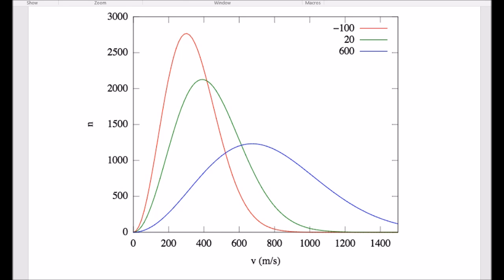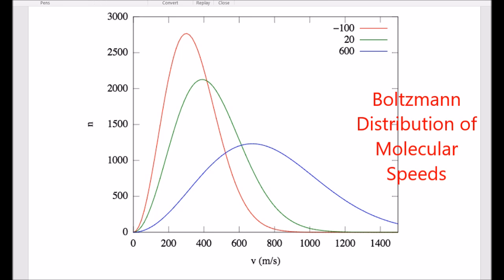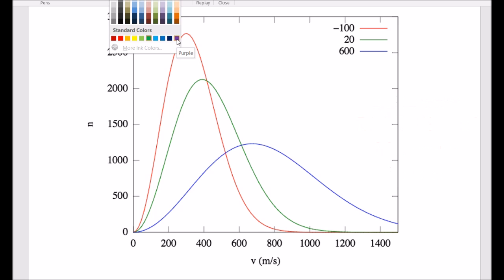This graph here is called a Boltzmann distribution, and it's used to represent the velocities, which is related to the kinetic energies, of a population of molecules. And here we have 3 different temperatures on the graph. Here's a graph showing the distribution of velocity, which is directly related to kinetic energy, versus N. N is the number of molecules.